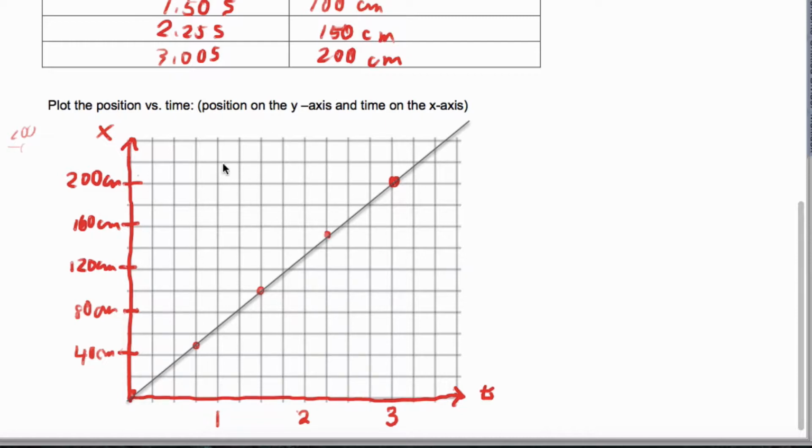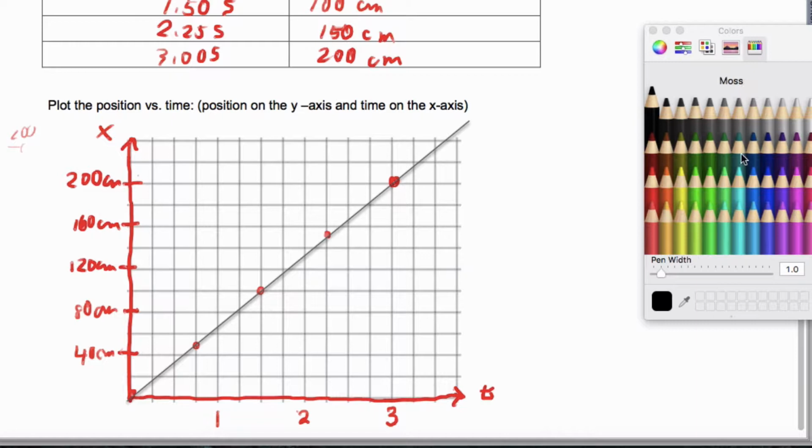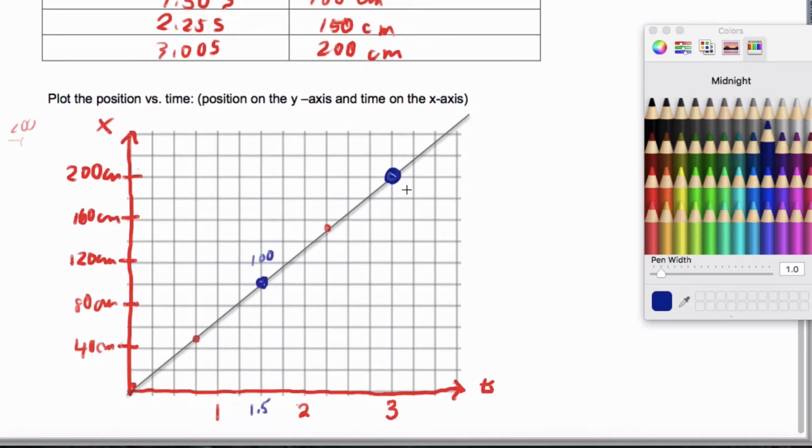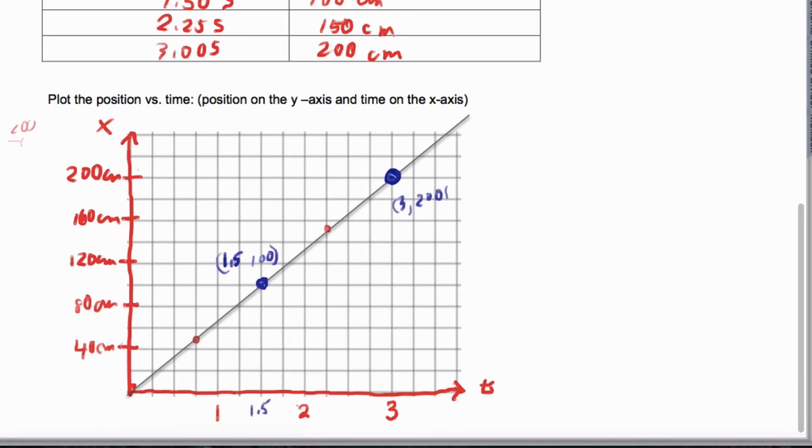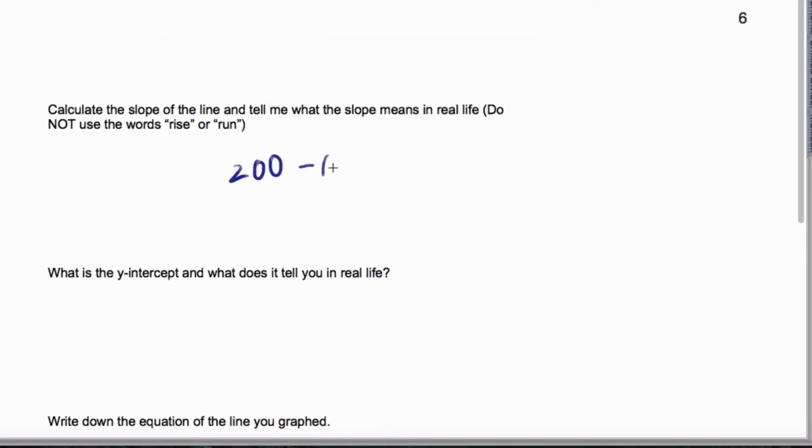So for example, for the slope, I could take this square here, and then I see that there's another square that's crossed here. So this is at 1.5, and that's at 100. And this is at 3 seconds, and that's at 200. And that's what I'm going to use to get my slope. So my slope is going to be 200 minus 100 over 3 minus 1.5, which is going to be 100 divided by 1.5.